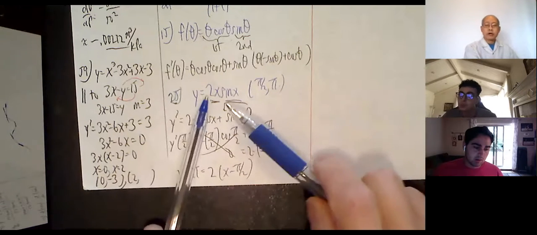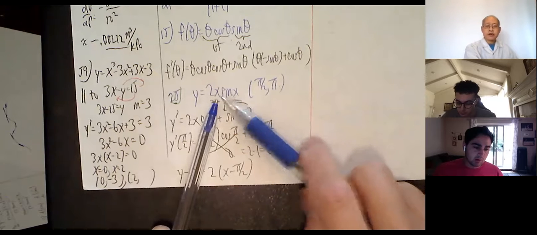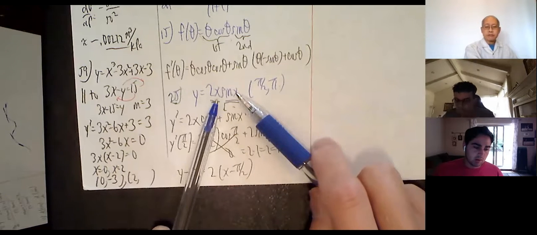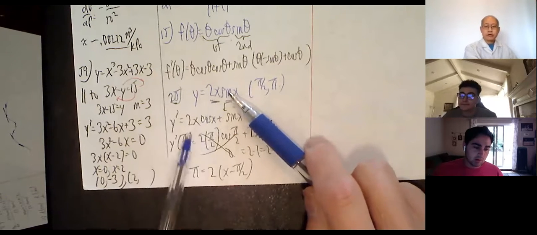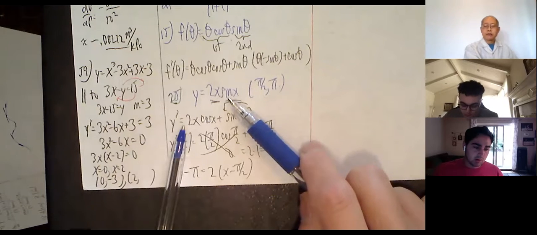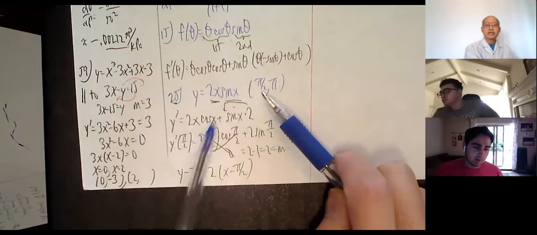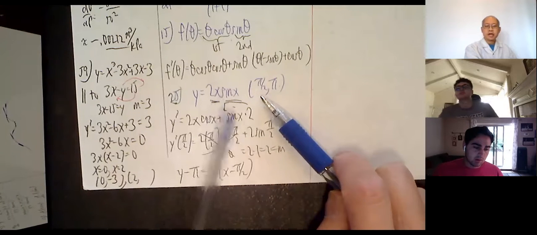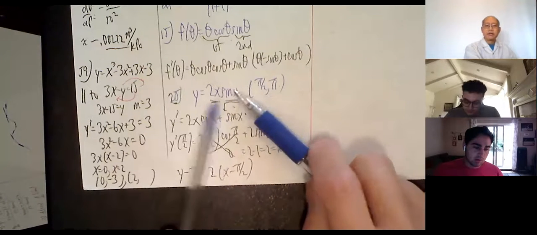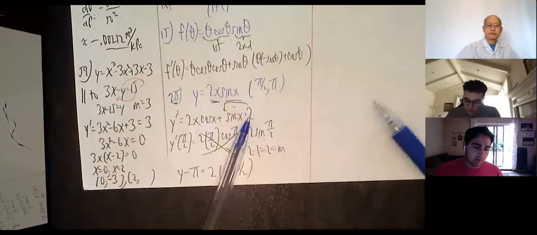All right, so here we go, product rule. First function, 2x, second function, sine x. So first, 2x times the derivative of the second. The derivative of sine x is cosine x. Plus second function, sine x, times the derivative of the first function. What's the derivative of 2x? 2.